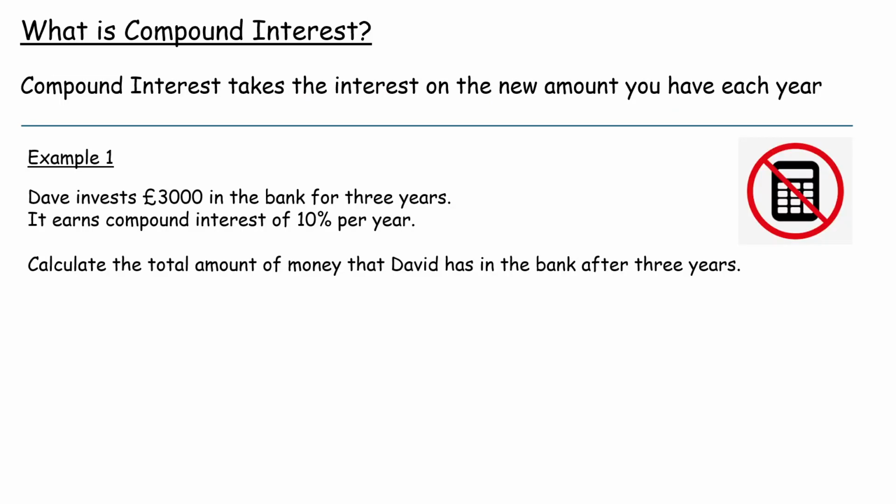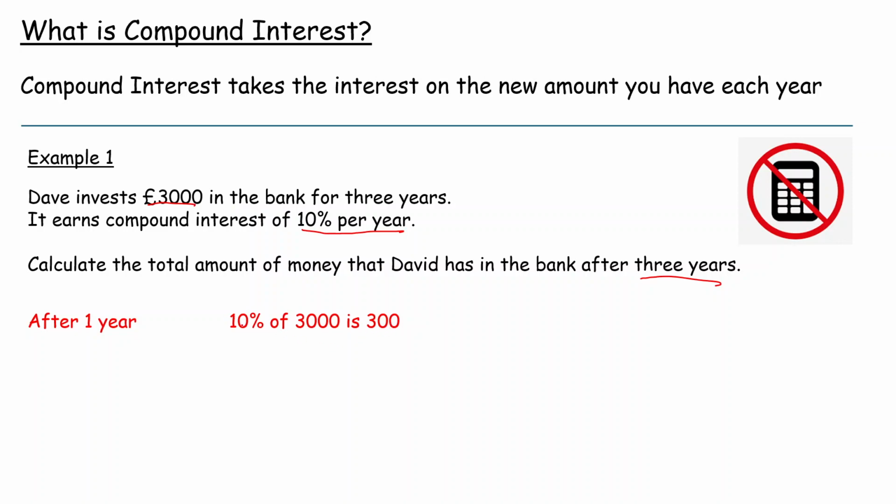Let's say Dave invests £3,000 into a bank account for 3 years, and it earns compound interest of 10% per year. Calculate the total amount of money that Dave has in the bank after those 3 years. Well, after 1 year, we've got to find 10% of that 3,000 and then add it on. So after 1 year, 10%, because that's our interest, of the amount, 3,000, is 300.